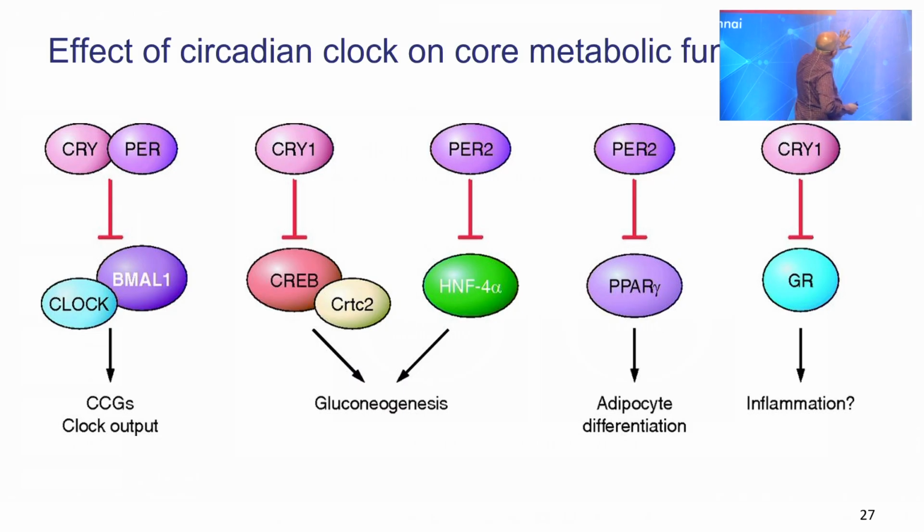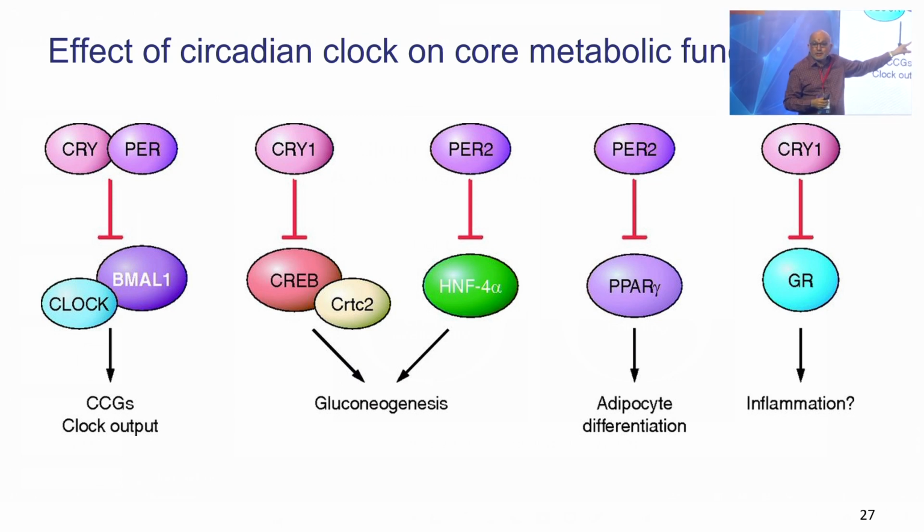So for example, in metabolism, clocks control gluconeogenesis, especially Cry1. You remember HNF4 alpha, the MODY gene? It controls gluconeogenesis. PER2 controls PPAR gamma, and therefore controls adipocyte differentiation. Cry1 controls glucocorticoid receptors and inflammation. So the clock is not just something sitting on top. It's built into the genetic machinery of every cell. Right?